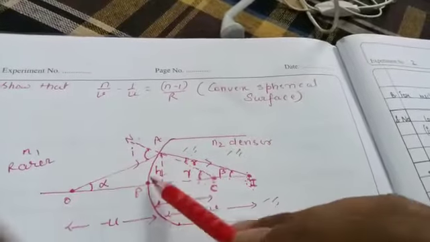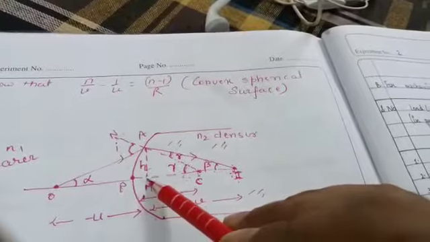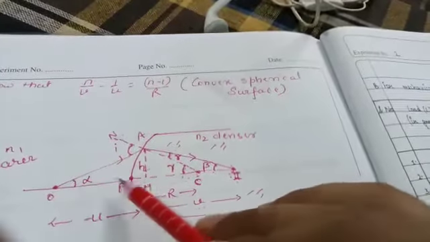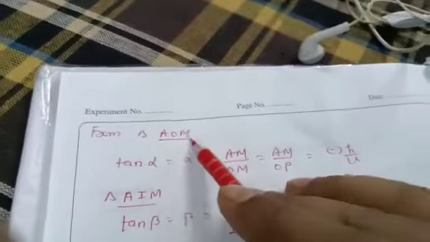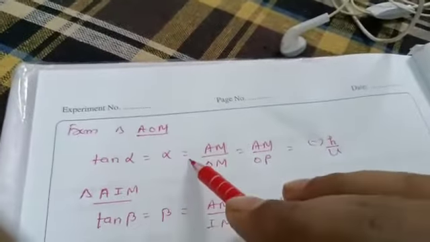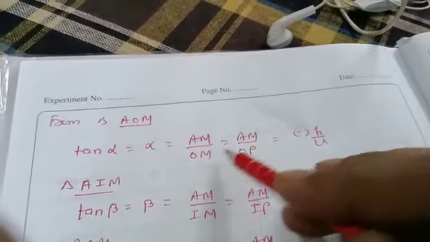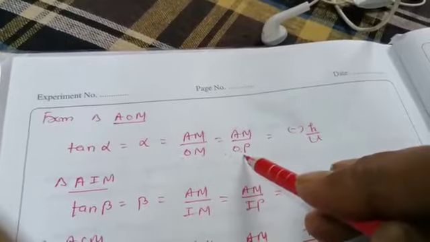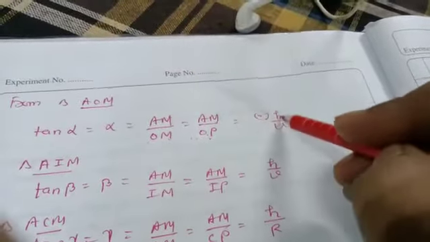Now again, from the right angle triangle AOM you will find tan alpha is the perpendicular AM upon OM. M is very close to P, so OM is approximately equal to OP. So from triangle AOM, tan alpha, that is alpha, is equal to perpendicular upon OM, and since M is very close to P, OM is approximately equal to OP. OP is minus u, AM is H, so you get alpha equal to minus H by u.